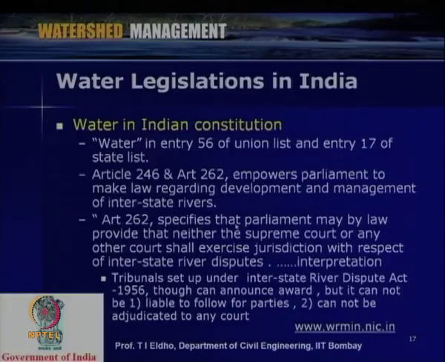Article 262 specifies that Parliament may by law provide that neither the Supreme Court nor any other court shall exercise jurisdiction with respect to interstate river disputes. Generally, when these kinds of disputes come, the Government of India forms appropriate tribunals, and these tribunals have the full power to take appropriate action by considering the viewpoints of various states or various parties. Most of the rulings by these tribunals cannot be questioned in courts. That way, these water tribunals play a major role whenever conflicts arise.